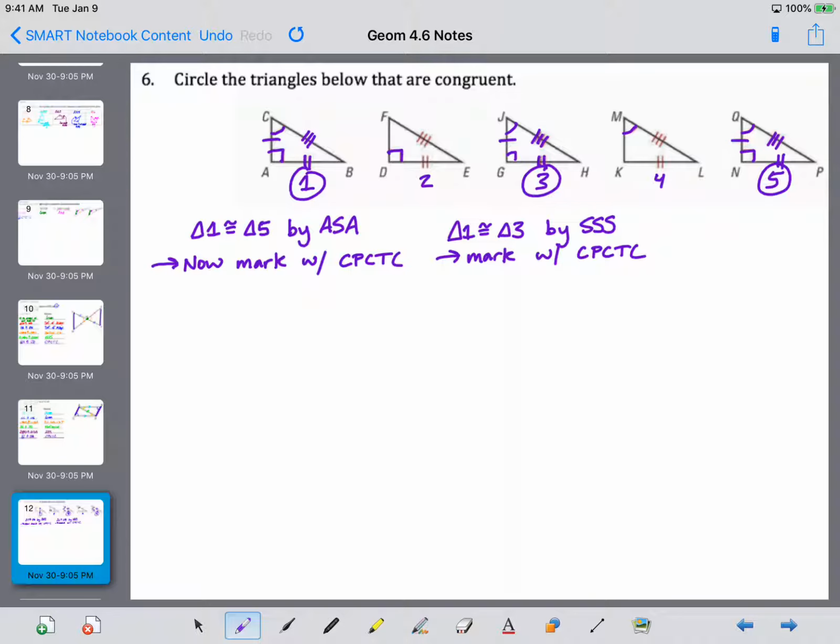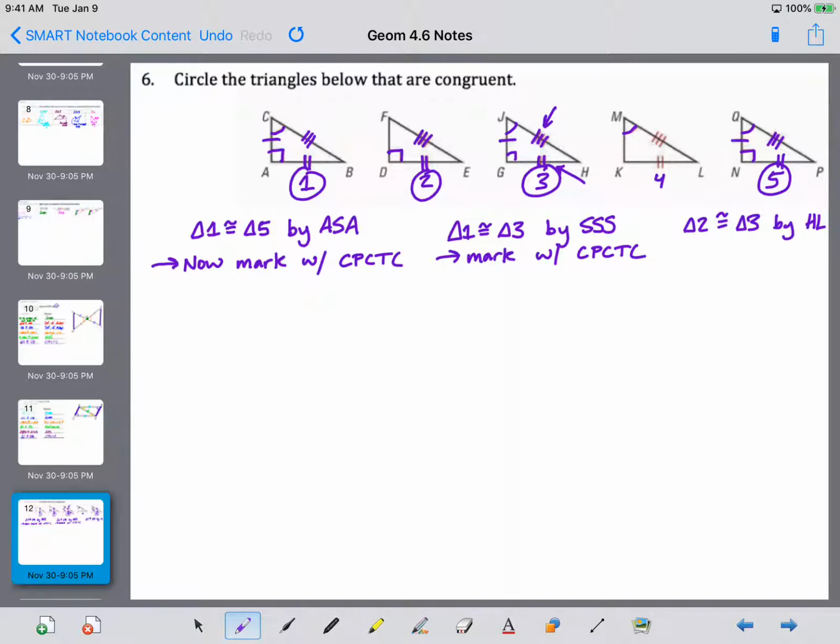And then now I'm going to compare 2 with 3. So these are right triangles, and I've got this hypotenuse matches this hypotenuse here. This leg matches this leg here. So triangle 2 is congruent to triangle 3 by hypotenuse leg. And now we know that triangles 1, 2, 3, and 5 are the ones that are congruent.